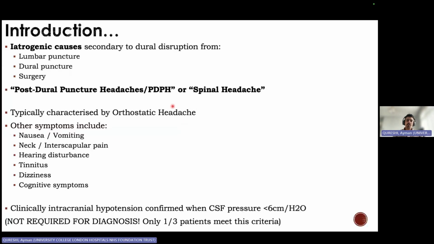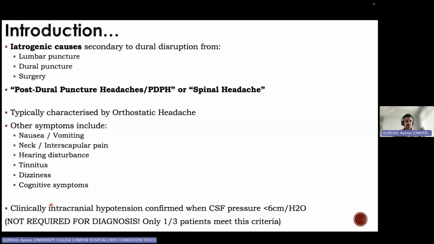Now that's the most common symptom in over 95% of cases, but some patients don't actually have that, and they can have other symptoms such as nausea and vomiting, neck pain, as I've mentioned, interscapular pain, so that sort of pain in between the shoulder blades, hearing disturbances, tinnitus, dizziness, and in rare circumstances, even cognitive symptoms. So the brain's not able to function well, and there's a reduction in thinking function.